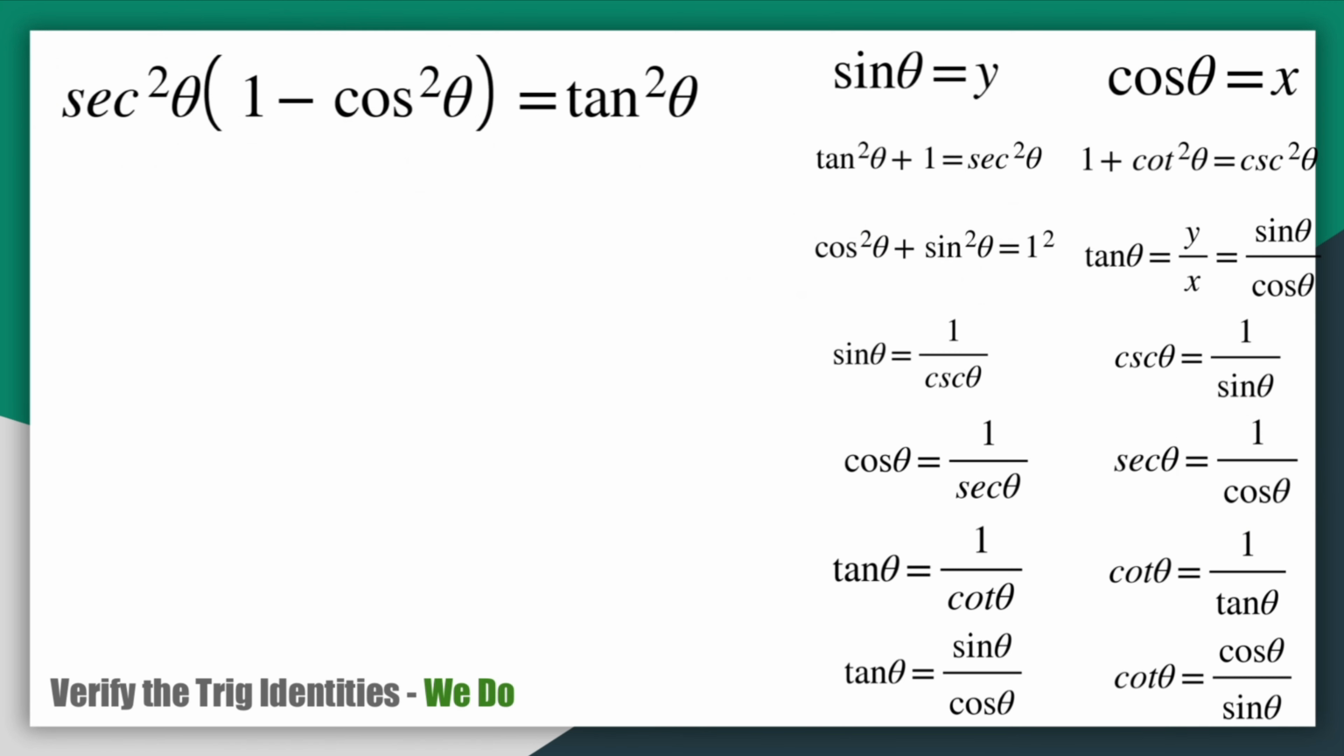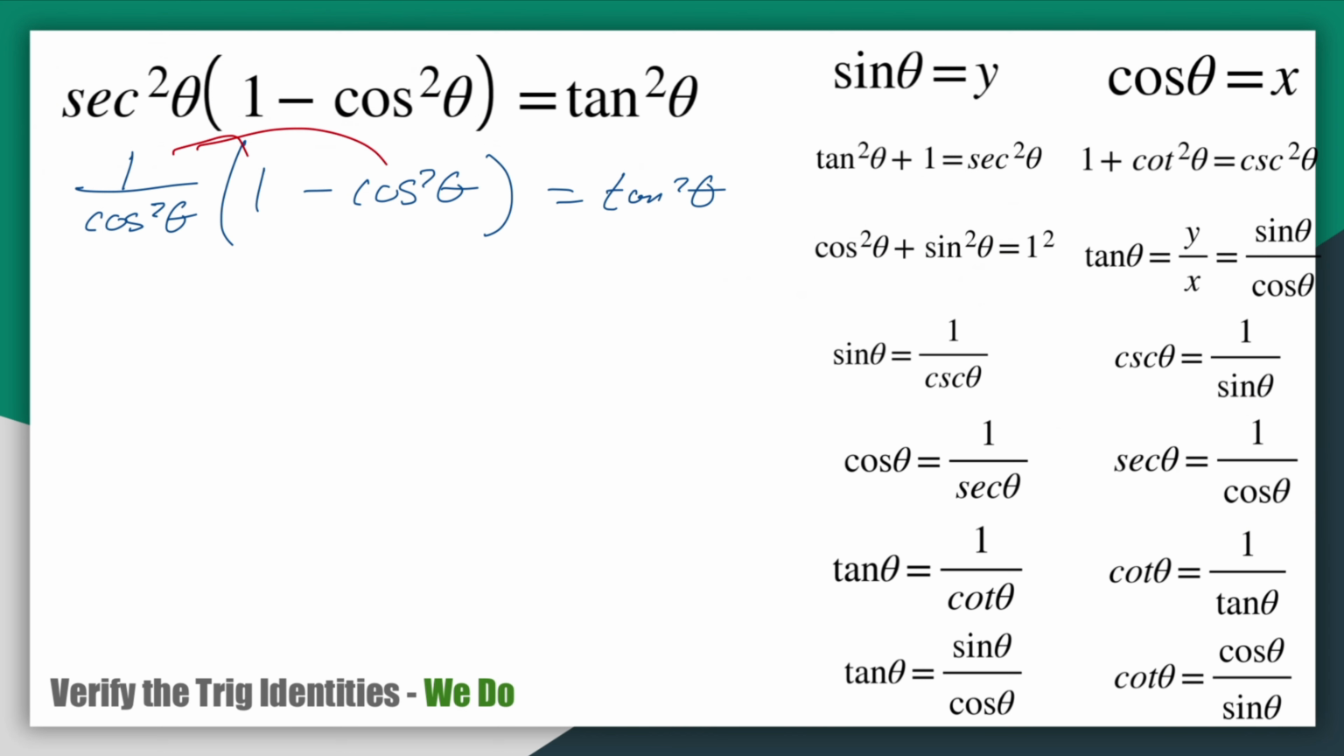Now this is all kind of speculation at this point, but let's see what we can get here. So let's write that as 1 over cosine squared theta times 1 minus cosine squared theta is equal to tan squared theta. I'm going to multiply this in, and I'm going to get 1 over cosine squared theta minus cosine squared theta over cosine squared theta, is equal to tan squared theta. Now we know that that will cancel, and it'll leave me with minus 1.